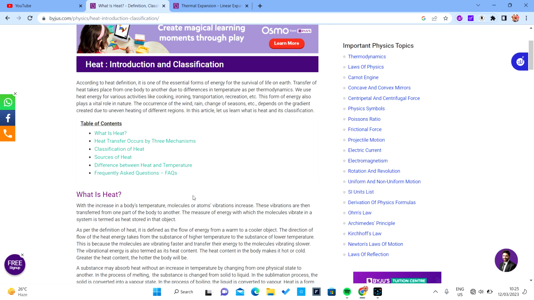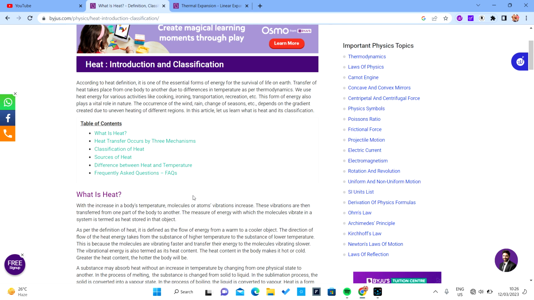Now, according to the heat definition, it is one of the essential forms of energy for the survival of life on Earth. Heat itself is an energy, and it has an electromagnetic characteristic, which is the infrared. When I was explaining heat transfer, I made mention of this. So just focus on the fact that heat is a form of energy, and some of the indication of heat in the body is the temperature.